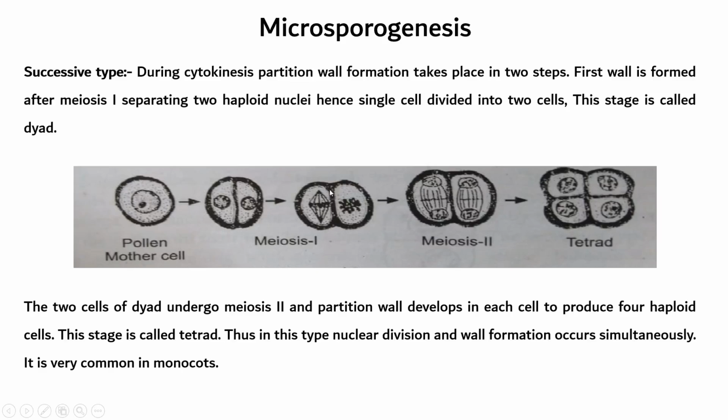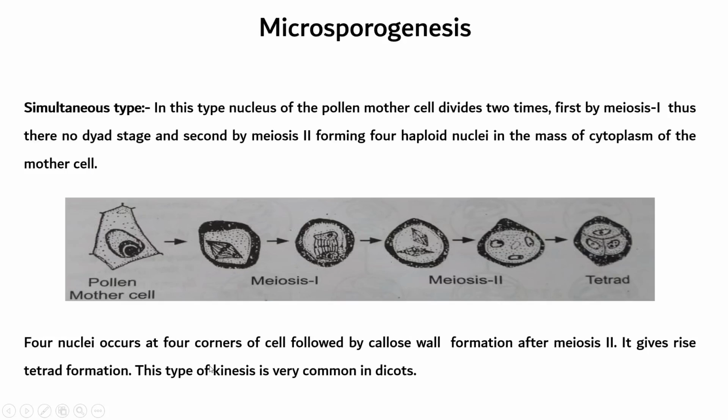This is meiosis first, which develops the dyad, and the result of meiosis second is the tetrad: 1, 2, 3 and 4. The 4 pollen grains are joined together. This is called a tetrad. That means in this type of cytokinesis, we get 2 stages, dyad and tetrad. Example, monocots.